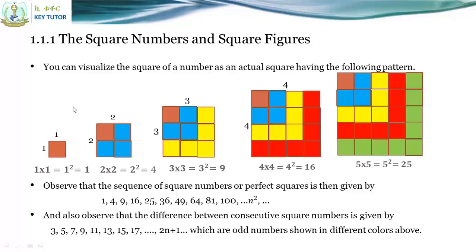Therefore, you can have a sequence of square numbers 1, 4, 9, 16, and so on and so forth, n square. And also the difference between consecutive square numbers forms a sequence of odd numbers 3, 5, 7, 9, and so on. The formula for that can be put as 2n plus 1.